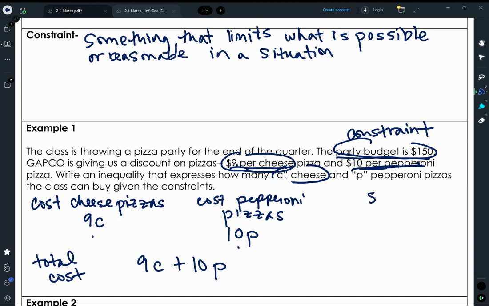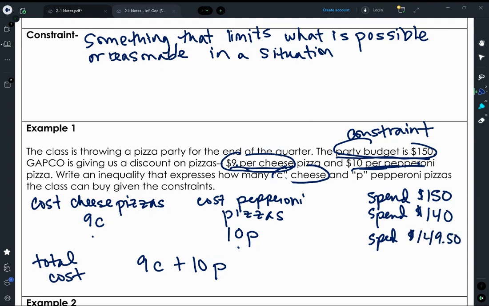So that means I could spend $150. It means I could spend $140. It means I could spend $149.50. I realize these are whole dollar amounts, but it could be really close to 150, right? But I cannot spend something like $160. That's not possible. That's beyond my budget.